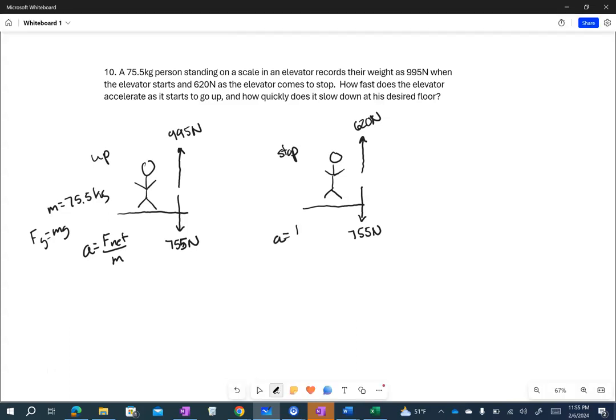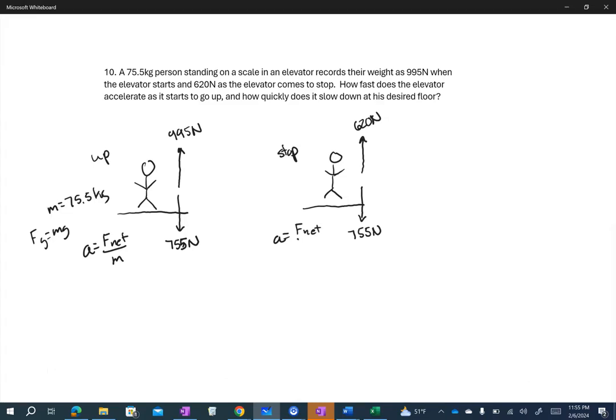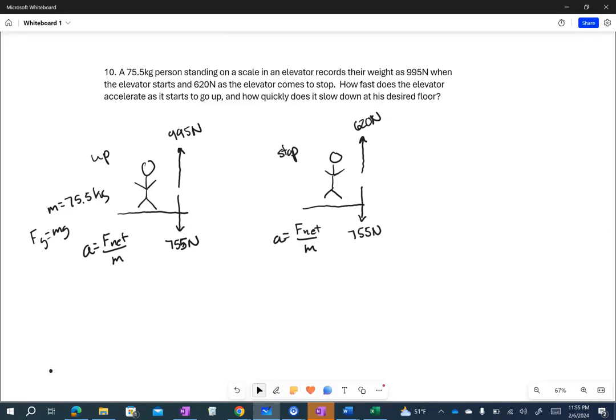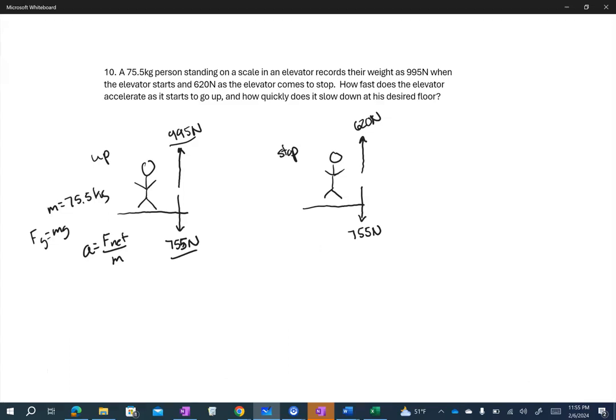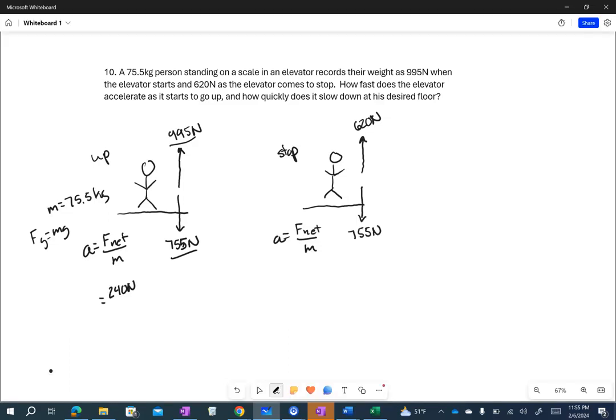So a equals F net over m for both of these two. The question is, what is F net? Well, on the way up, it's going to be this 995 up, 755 down. You add those two together, since they're opposite signs, F net is going to be the 240 newton difference between the two. And that's acting on that mass of 75.5 kilograms.